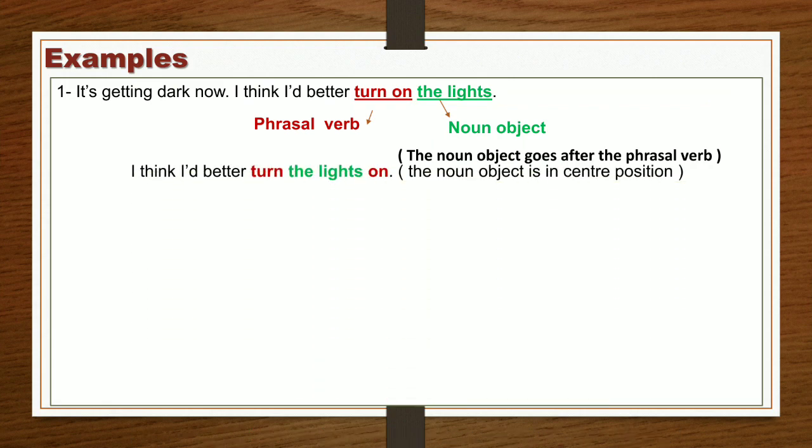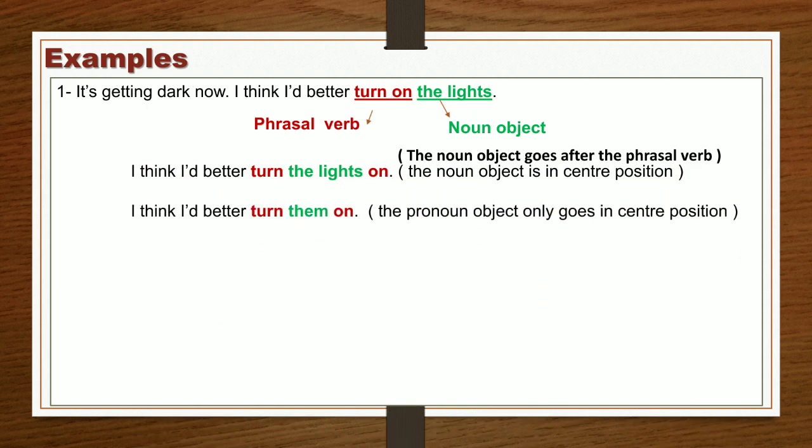Or I think I'd better turn the lights on. لاحظي في هذا المثال the noun object is in the center position في وسط الفعل المركب بين الفعل وحرف الجر, the lights. I think I'd better turn them on. في هذا المثال the pronoun object only goes in center position. مفعول به الضمير وهو them الذي يعود على الضوء أو الأضواء جاء في الوسط بين الفعل وحرف الجر.